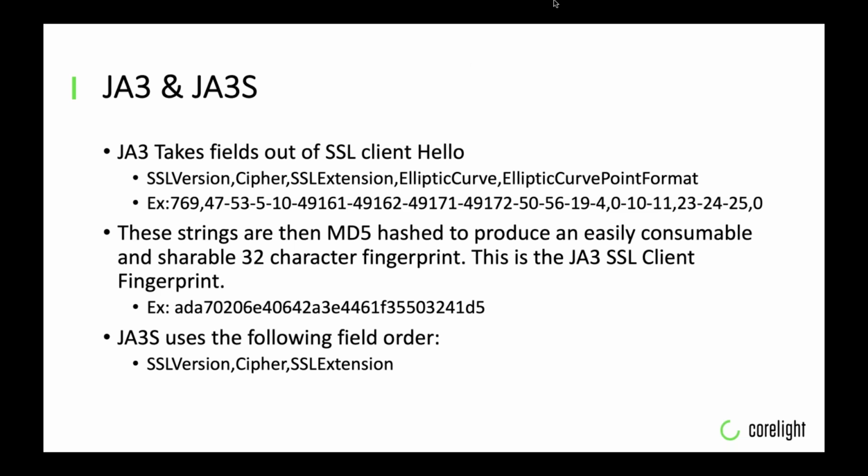What JA3 does is take fields out of the SSL client hello. This is TLS, but we're going to say SSL for simplicity's sake. It takes the SSL version, the cipher, the SSL extension, the elliptic curve, and the elliptic curve point format, and the example is down below. It then runs that through an MD5 hash to create an easily consumable 32 character fingerprint. So this becomes a very unique identifier.